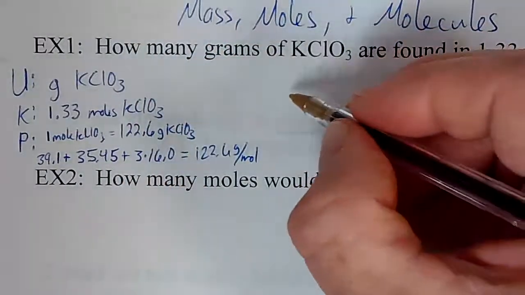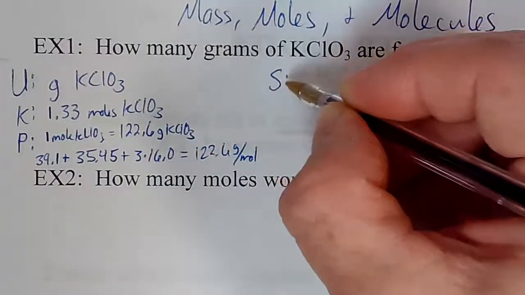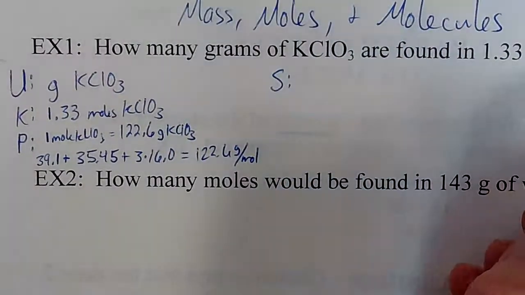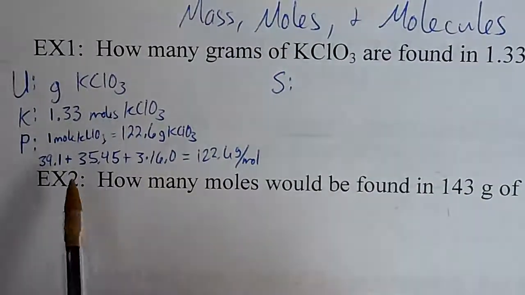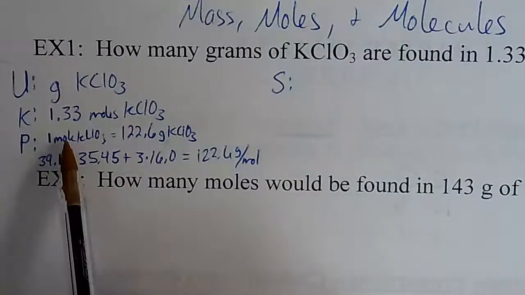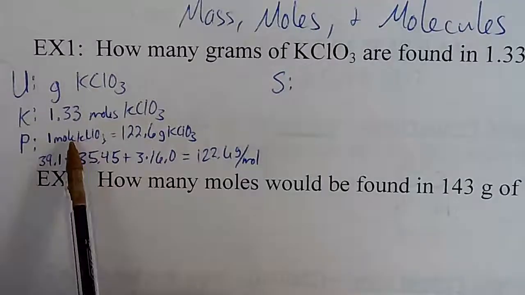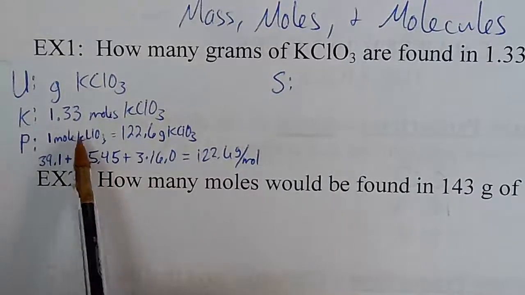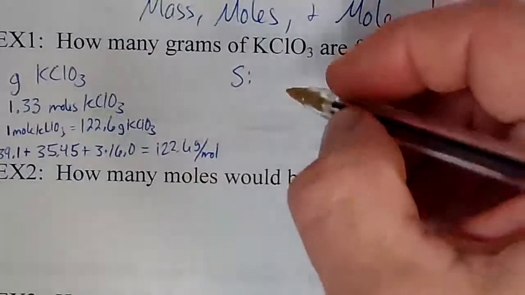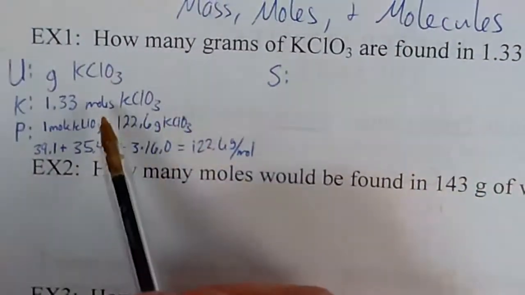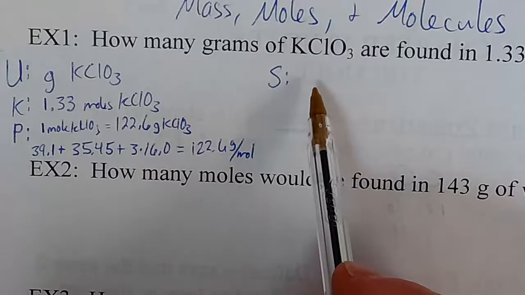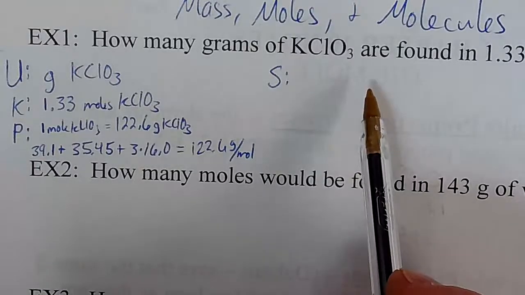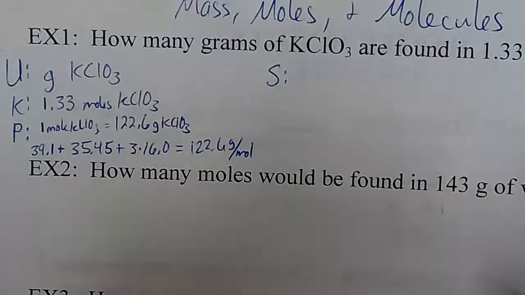So 122.6 goes there. Now, for the solve, we're going to use train tracks for this. We're going to do a conversion from moles to grams, and we're going to be able to do that in one step because we have one equality that will take us from moles to grams. So let's set that up. By the way, what do we always start with when we set up train tracks to do dimensional analysis? Always start with the known, yes.